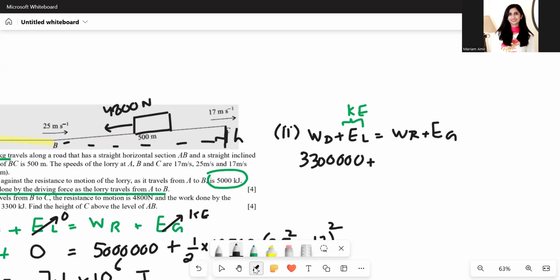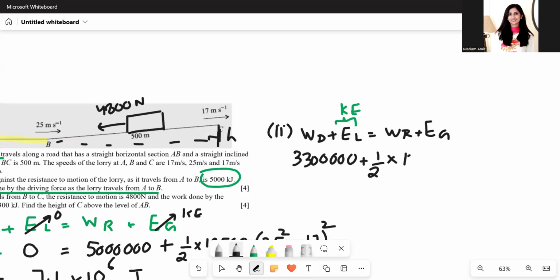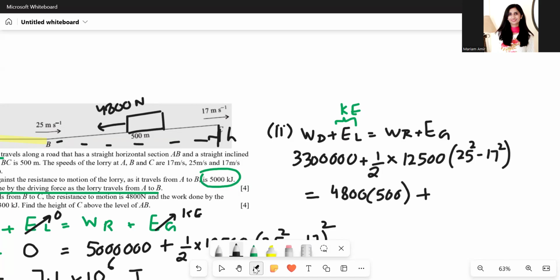How is the loss of kinetic energy found? Take half m common from both the kinetic energies at both the spots, times what was the mass here? 12,500, times bigger speed 25 squared minus smaller speed 17 squared is equal to work done by resisting force. That's going to be the product of the force given and the distance it covers, plus what is the gain in energy? It's going to be the potential energy.